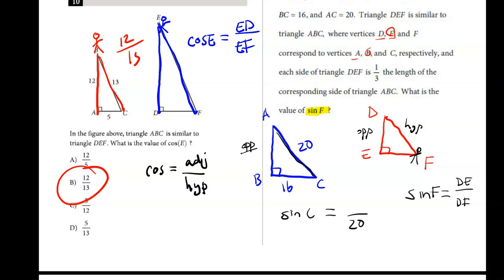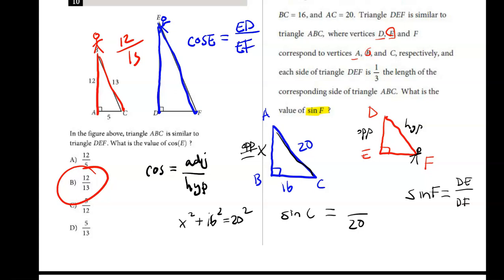Now, I don't really know what the opposite is. I could do the Pythagorean theorem, so I could call this x and say, all right, what's x squared plus 16 squared equals 20 squared? And I could go ahead and solve that. But I'm actually going to use another trick.